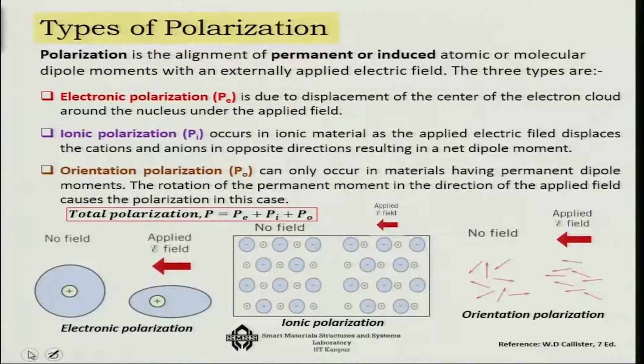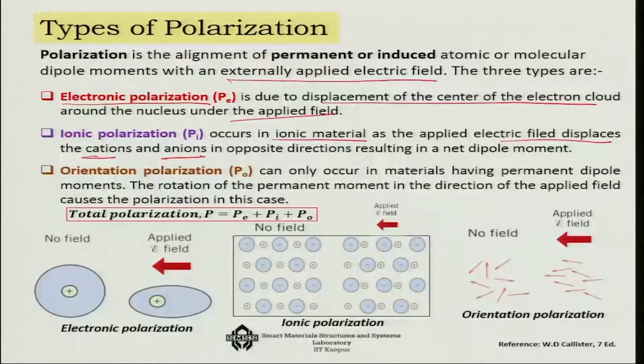Now, there are several types of polarization. It is the alignment of permanent or induced atomic or molecular dipole moments with an externally applied electric field. The three types of polarization which are very common are: one is electronic polarization. As the name suggests, this is due to the displacement of the center of the electron cloud around the nucleus under the applied field. And then there is ionic polarization, Pi. This occurs in ionic materials as the applied electric field displaces the cations and anions in opposite directions, resulting in a net dipole moment.